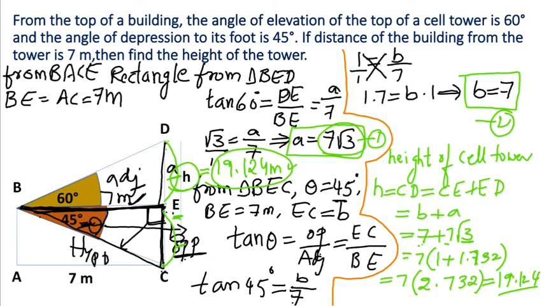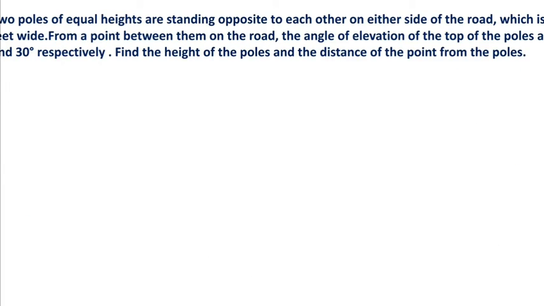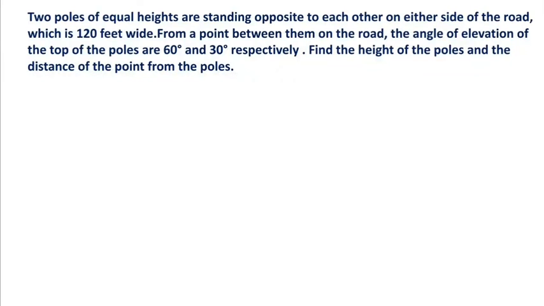Okay, this is the problem. Now, consider the second problem. Two poles of equal heights are standing opposite to each other on either side of the road which is 120 feet wide. That means the road width is 120 feet here.